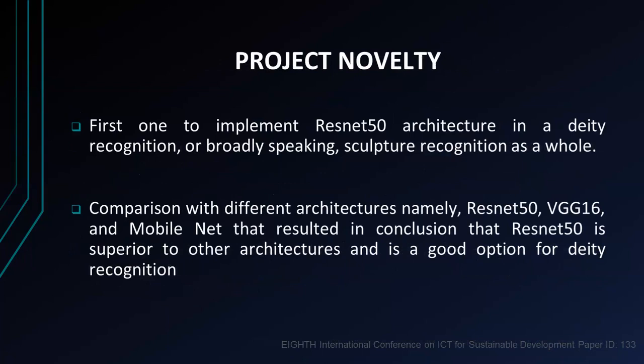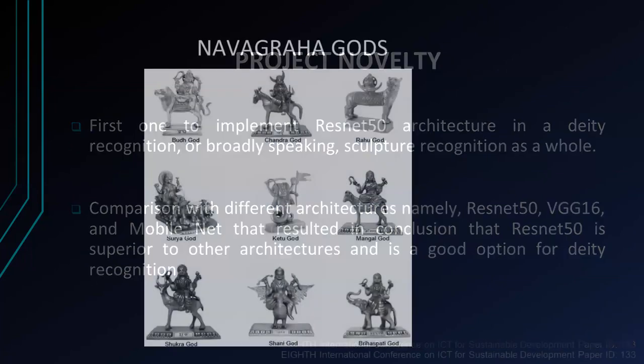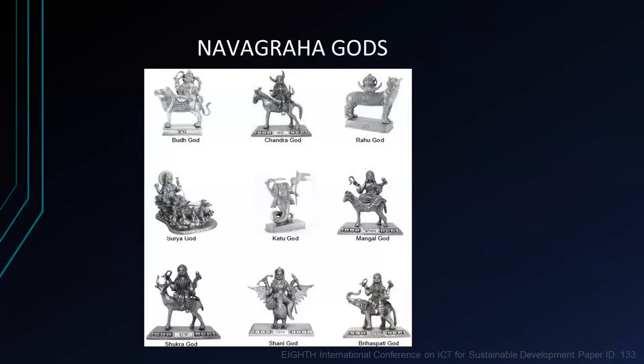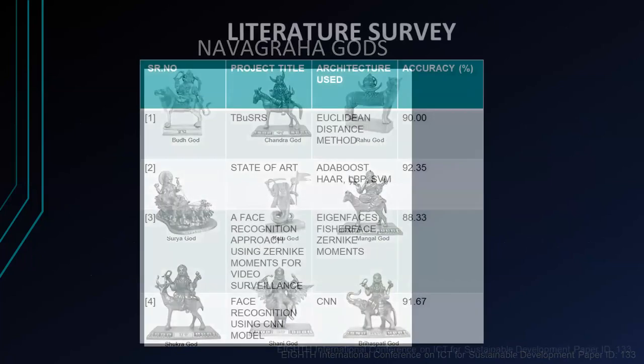We are the first to implement the ResNet 50 architecture in data recognition and sculpture recognition as a whole. When compared with other architectures like VGG16 and MobileNet, ResNet 50 has more accuracy in the identification. These are the 9 Navagraha gods, namely Budh, Chandra, Rahu, Surya, Ketu, Mangal, Shukra, Shani, Brihaspati.